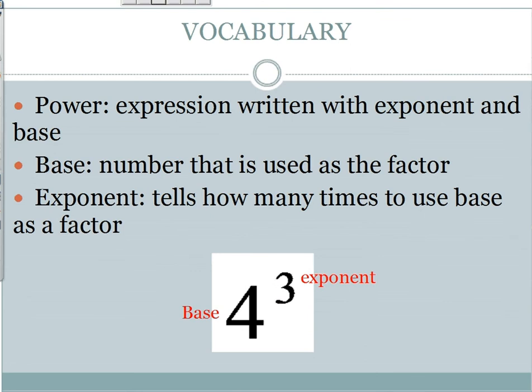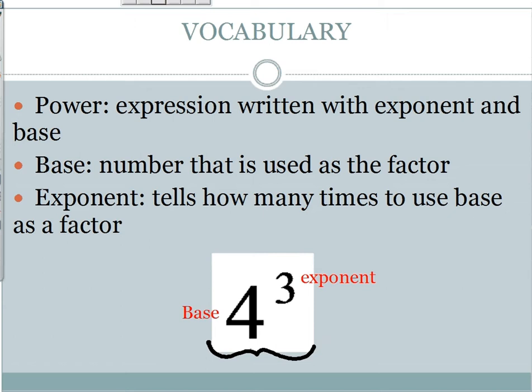A power is an expression written with an exponent and a base. So this whole thing down here, right, this is all 4 to the third power. That's the whole thing, is the power. The base is the number that is used as the factor. So in this one, the base is 4. Right? The exponent tells how many times to use the base as a factor.